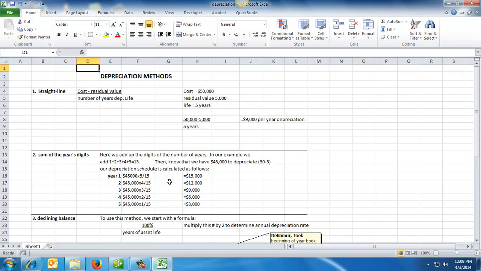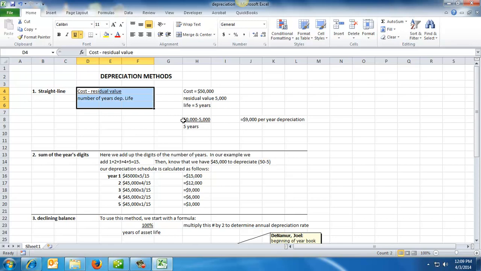We're going to go over four of the depreciation methods. The first one we're going to talk about is straight line. So the data we'll use for this is located right here. With the straight line method, we'll use this formula.